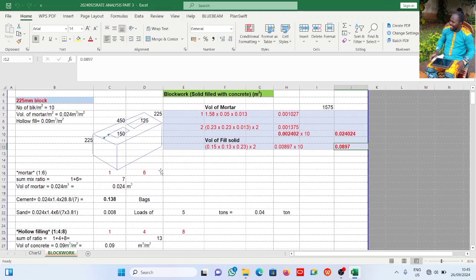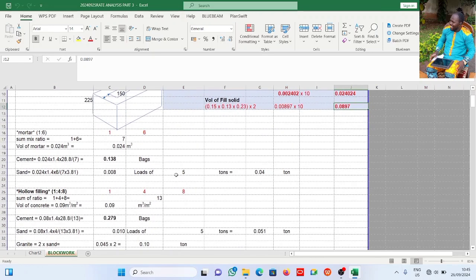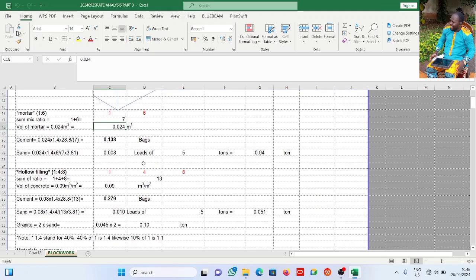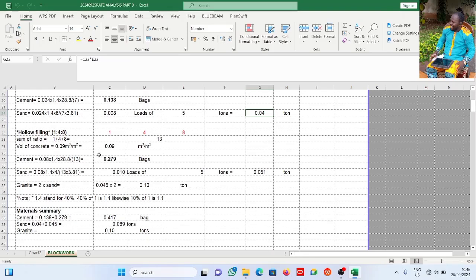Now, for block work, we have 1:6, cement and sand. Ratio 1:6, sum of ratio is 7. We already know the volume of mortar for 1 square meter, which is 0.024. Now, in our previous video, we learned how to calculate the number of bags. The volume for 1 square meter times the weight of the dry mix, 28.8 bags, divided by the total ratio. That's what we have here. So we have 0.138 bags. The same thing also for the sand, 0.085 ton, which is this.